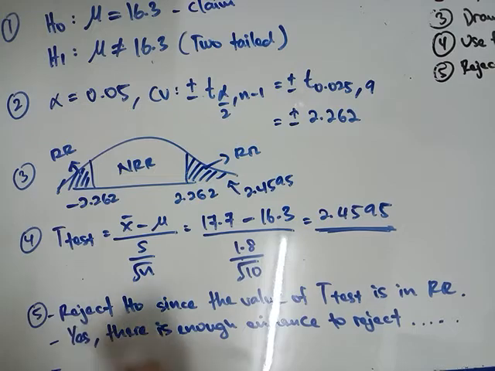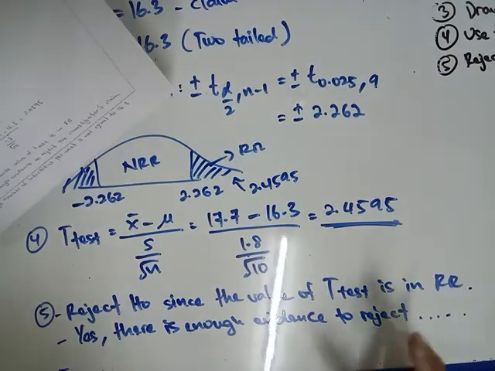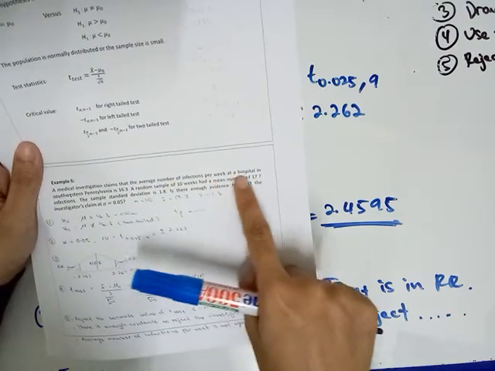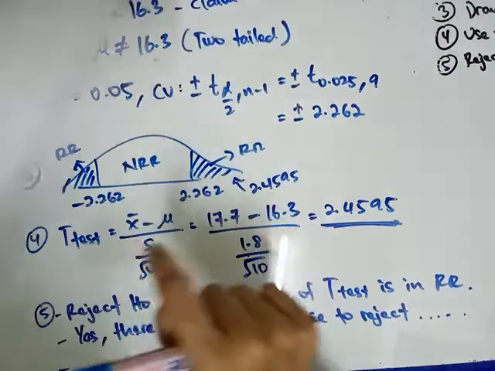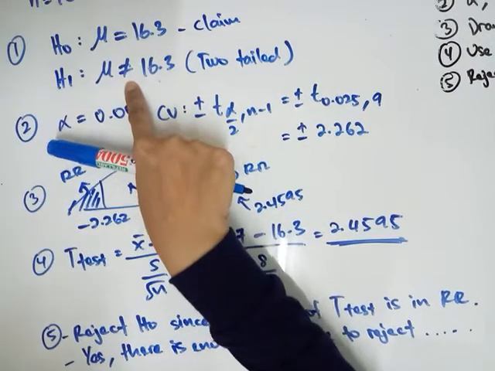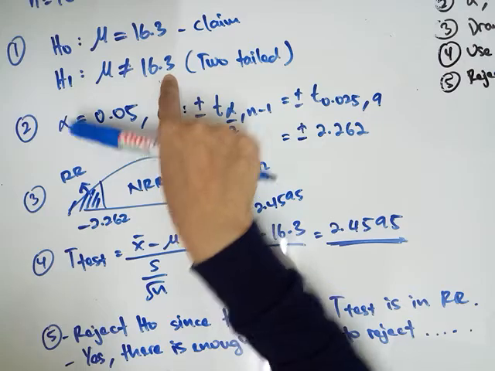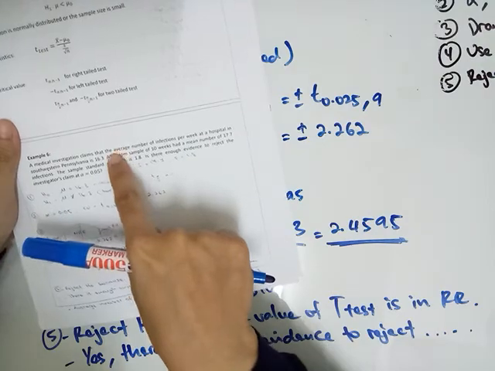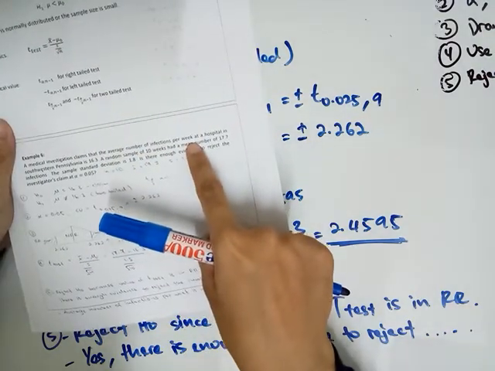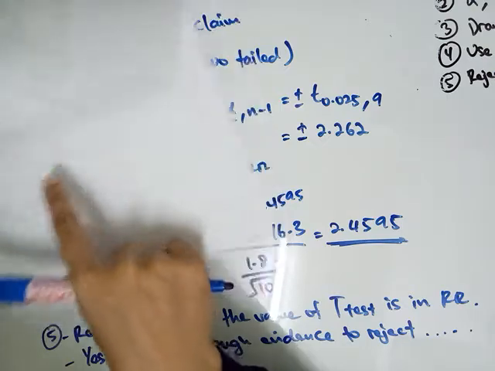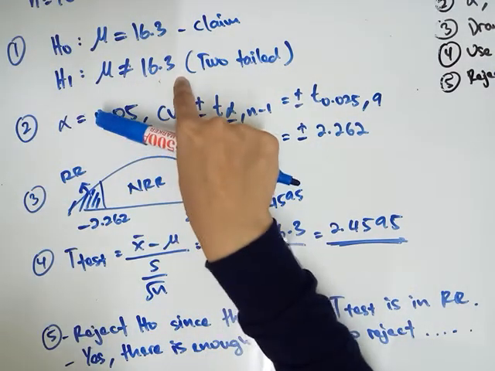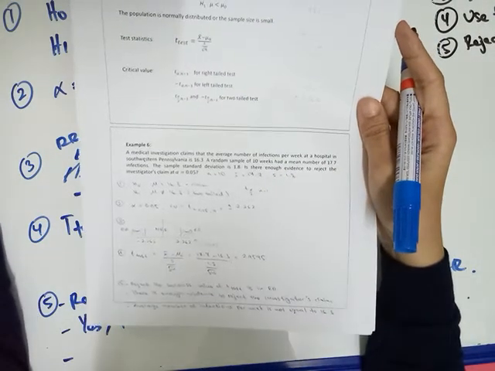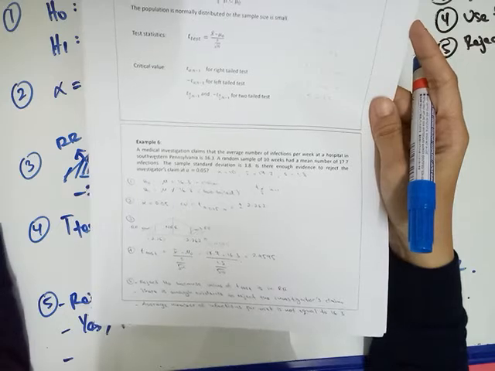Okay, so third conclusion is bagi tahu. Okay, take the first sentence. Average number of infections per week at a hospital in southwestern Pennsylvania is what? Is not equal 16.3. Okay, since kita dah reject H naught, so third conclusion is take the first sentence. The average number of infections per week at a hospital in southwestern Pennsylvania is not equal 16.3. Okay, that is third conclusion. Alright, you faham now? Hopefully you guys faham. Okay.